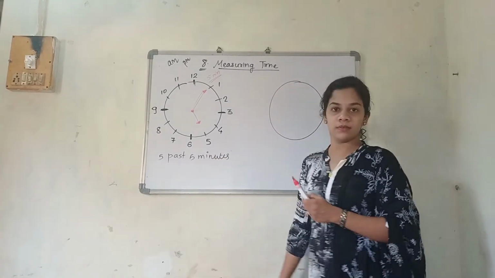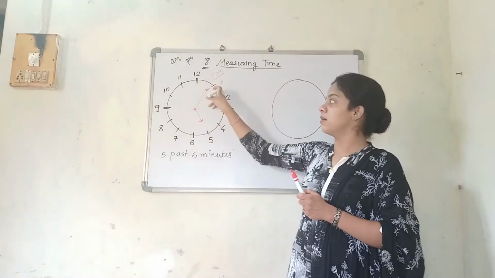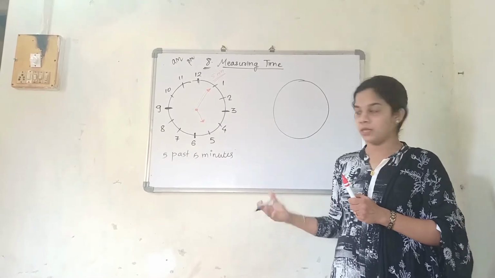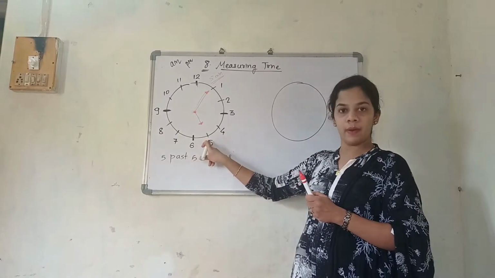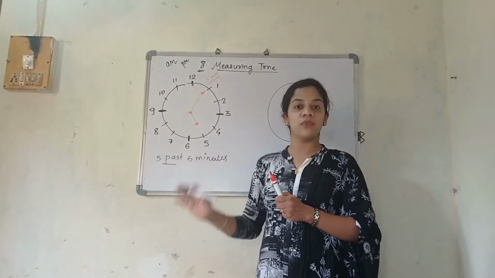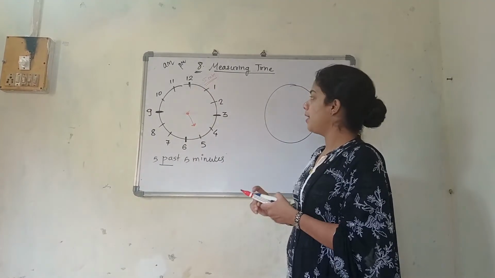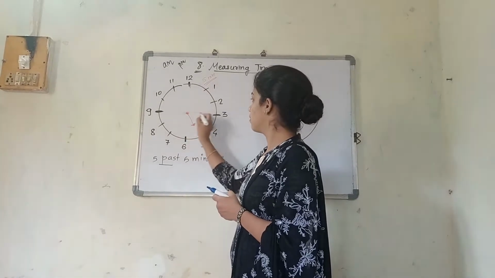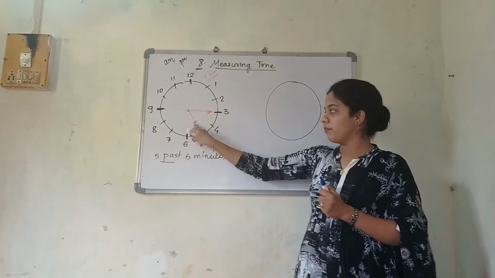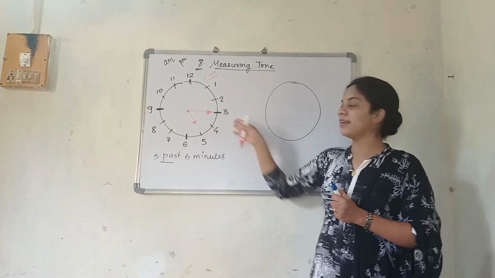How many minutes have already passed after 5? 5 minutes. Why? Because when it travels one section further, it covers 5 minutes. So it is 5 past 5. Past means it has already gone by. That's why it is 5 past 5 minutes. If this were not here and it was present over here, the hour hand is at 5, so we know it is 5 o'clock. Now, how many minutes has it already crossed?